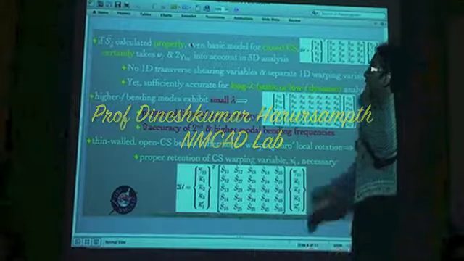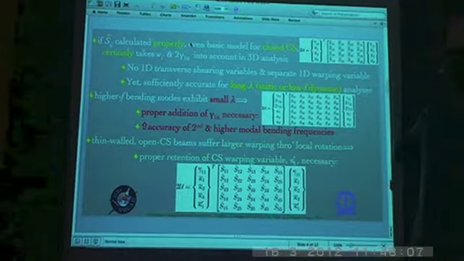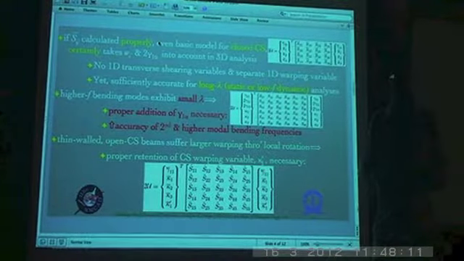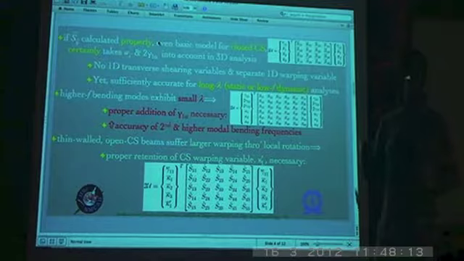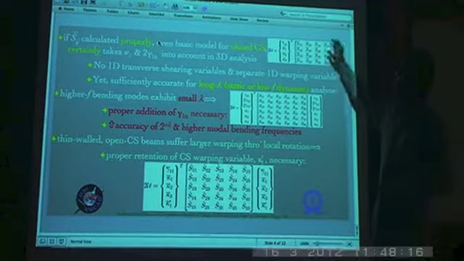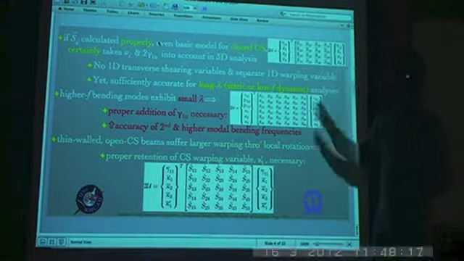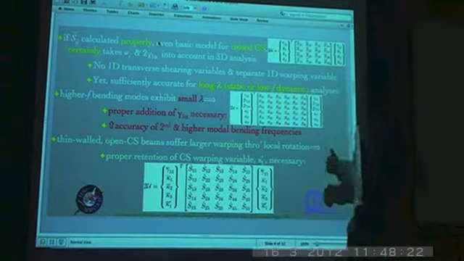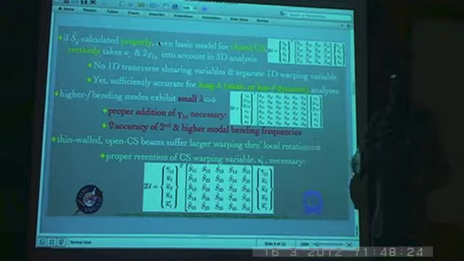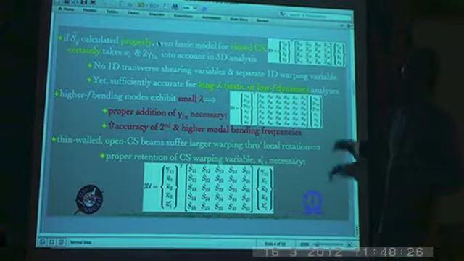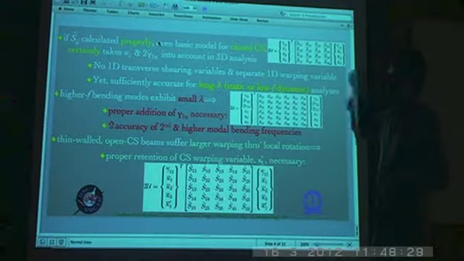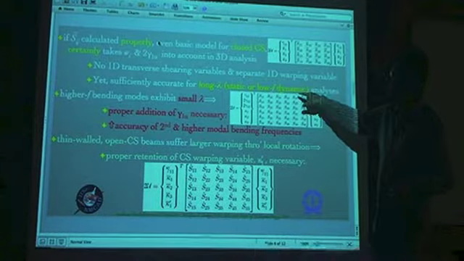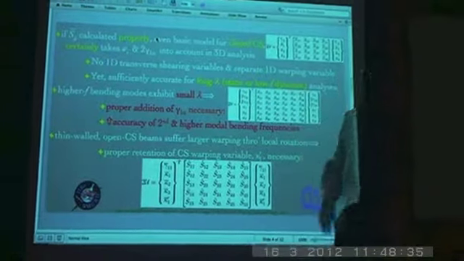On this particular slide, we said that if the stiffness matrices are calculated properly, by which we mean in an asymptotically correct manner, even the basic model for the closed cross-section, which is this 4x4 model, will take into account all kinds of deformation, including warping and the transverse shear, and therefore it will be as close to the 3D analysis as you want. But no 1D transverse shear variables and separate 1D warping variables, and therefore it will be okay for static or low frequency dynamics.